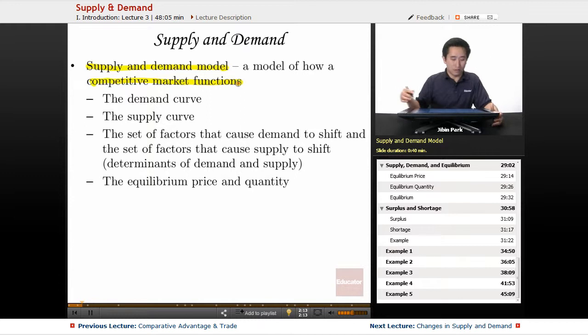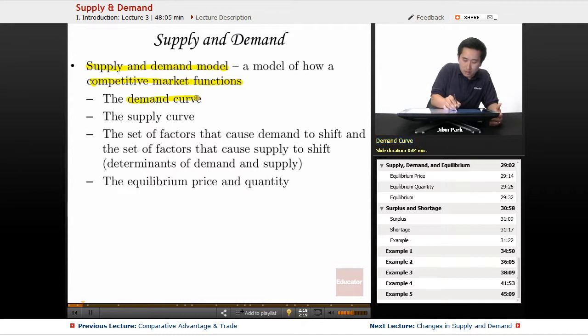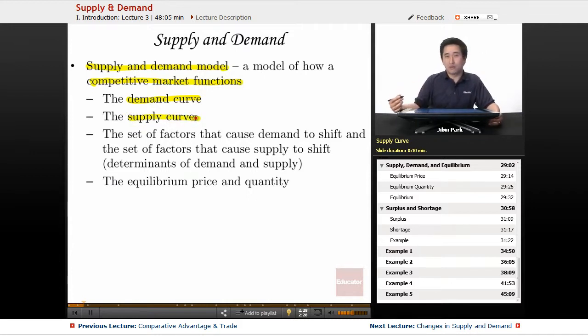They meet together, right? So what are the aspects of this supply and demand model? Well, obviously you have the demand curve, which is downward sloping, and then you have the supply curve, which is upward sloping, because as prices get higher, there's more of an incentive to get more profit, right?